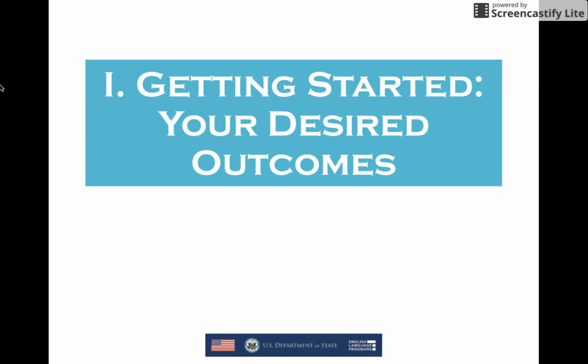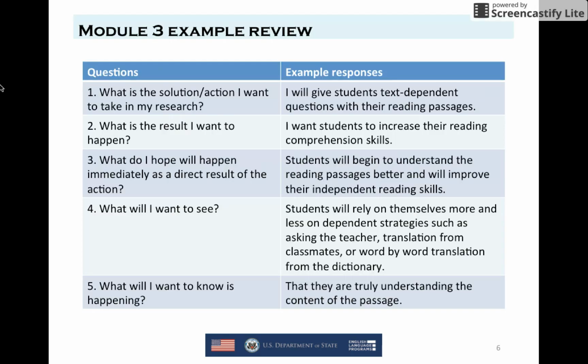Getting started, your desired outcomes. If you remember, in Module 3, we looked at an example of a teacher conducting action research. These questions, 1 through 5, are located on the handout that you have from Module 3, Handout 3.1. In our example, we had a teacher who answered the 5 questions to get some short-term objectives or desired outcomes for her action research. We'll look at this example again in Module 4.